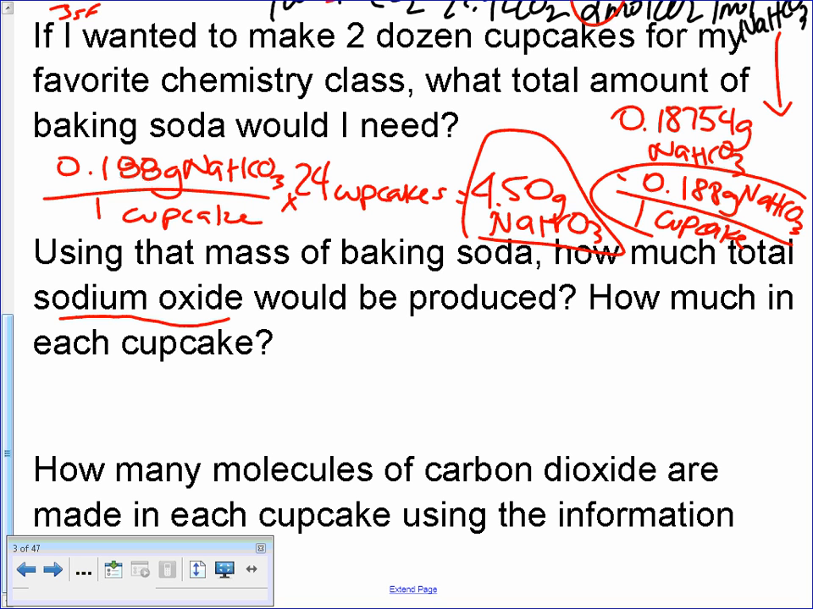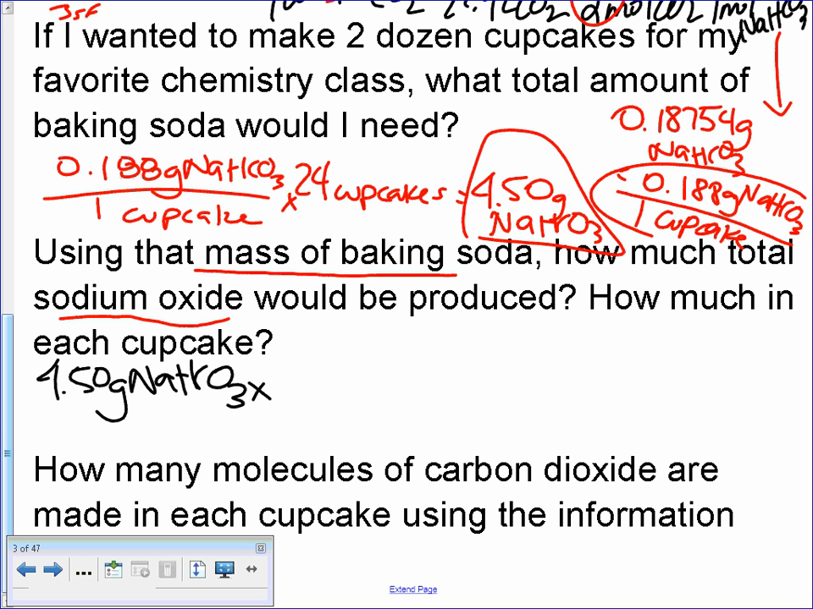Well, now you know how much sodium or baking soda is in cupcakes. Right, so what's my given? What number am I starting with? 4.50. So it says using that same amount of baking soda. So I already know that. It's just not in the problem, it's right above it. So what are you starting with? 4.50 grams of sodium bicarbonate. Okay. And what do I want to get to? Sodium oxide. Sodium oxide produced.